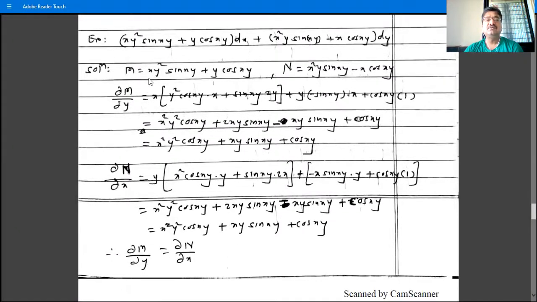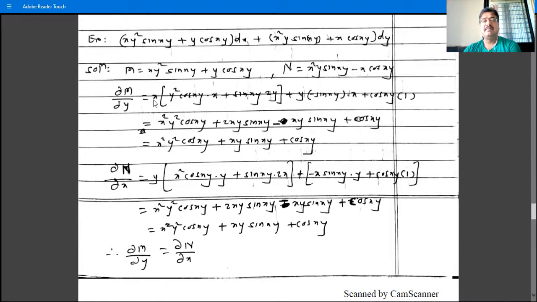The derivative is with respect to y, so x is constant, and the derivative of y² sin(xy) is by using the u into v rule. So y² sin(xy): the derivative is cos(xy) into x, since the derivative of xy with respect to y is x, plus sin(xy) into the derivative of y², which is 2y. Then plus y cos(xy), whose derivative is by using the u into v rule. So y cos(xy): the derivative is minus sin(xy) into the derivative of xy with respect to y, which is x, plus v, meaning cos(xy), into the derivative of y, which is 1.